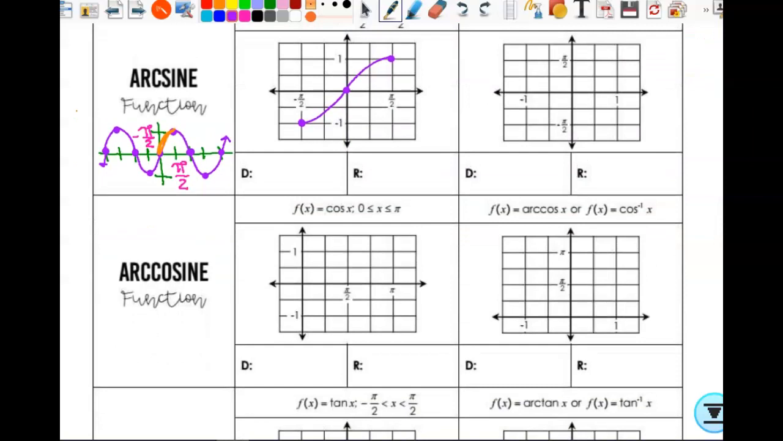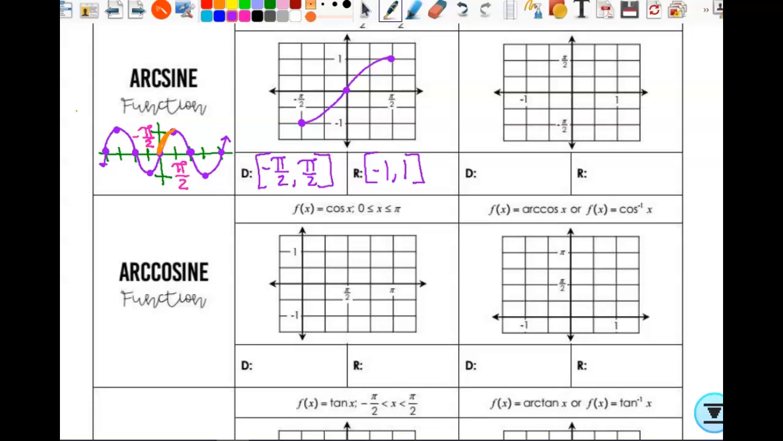For that part of the function, the domain, like we said, we restricted it. We're going from negative pi halves to pi halves, and I do include them because those are values. My range, I'm going from negative 1 to 1, and I do include them because they are values on the graph. Okay, we good with that?